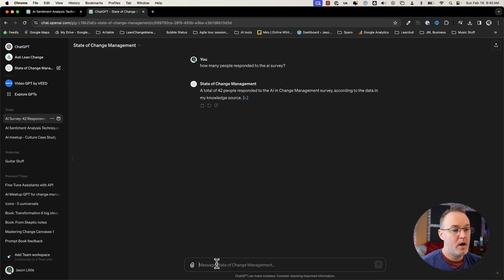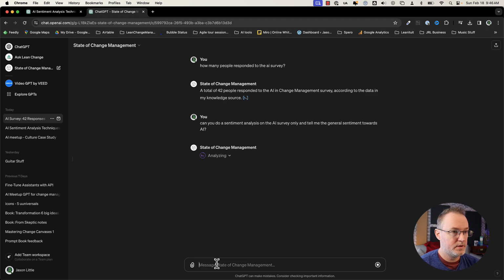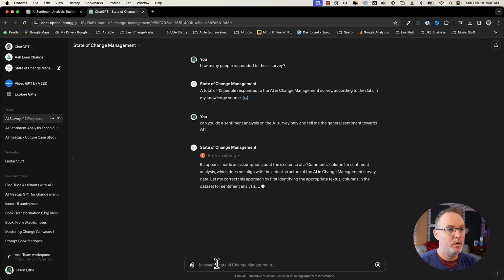Now, if we're starting off with sentiment analysis, let's just start with the easy question. So I'm going to ask it, can you just do a sentiment analysis on the AI survey and just tell me the general sentiment? So let's see what this comes up with. By default, ChatGPT is going to default to the VADER mode, which is, you could call it a fancy keyword search. So it's going to rip out all of the, oh, no.